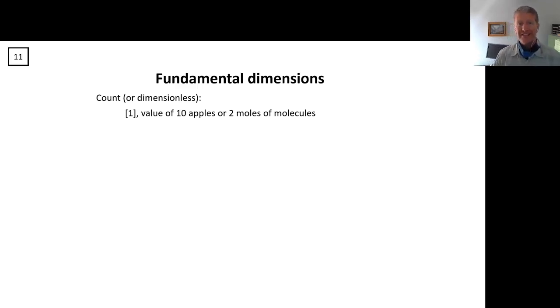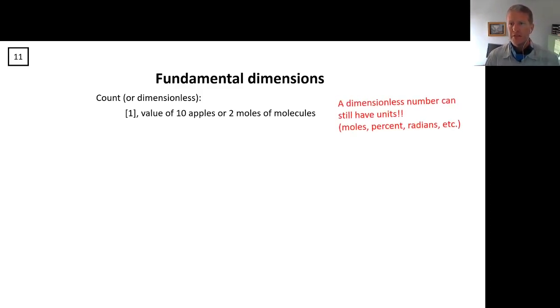Now, just because it's dimensionless, or sometimes considered dimensionless, doesn't mean it doesn't have units. So you could also have 2 moles of molecules. Moles is a unit that tells you something about what 1 means, and Avogadro's number in this case. But just because it has units doesn't mean it has dimensions. That is still a count, even though it has units. Maybe that's an argument for why there really aren't things without dimensions.